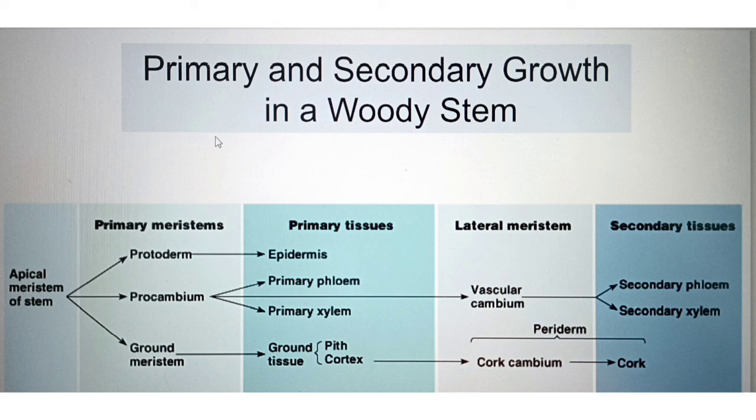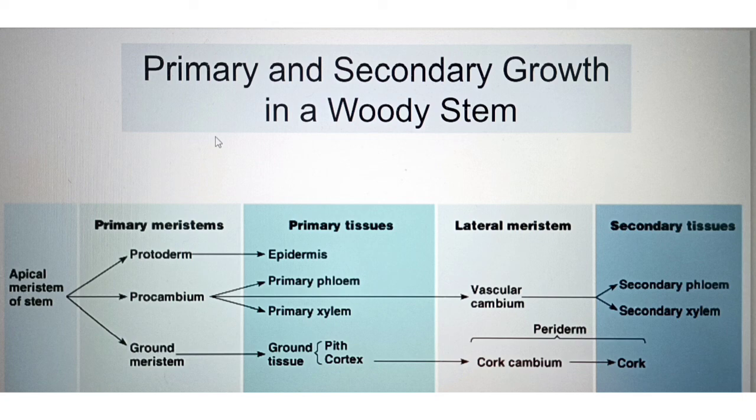As we all know, the apical meristematic tissues of stem will form three primary meristems, which are known as protoderm, procambium, and ground meristem, whereby protoderm will mature into epidermis, and procambium will mature into primary phloem and xylem, and lastly, ground meristem will mature into ground tissue, which consists of pith and cortex. All of these epidermis, primary phloem, primary xylem, and ground tissue are examples of primary tissues.